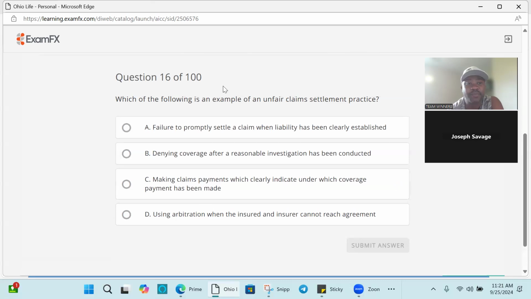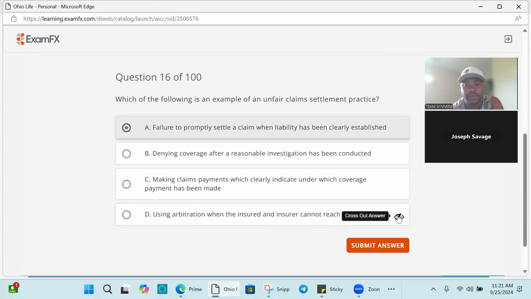Which of the following is an example of an unfair claims settlement practice? You have to promptly settle a claim when liability has been clearly established. I think it's this one. Denying claims, making a claims payment which clearly indicates under which coverage payment has been made, using arbitration when insured and insurer cannot reach agreement. All those other things are true.